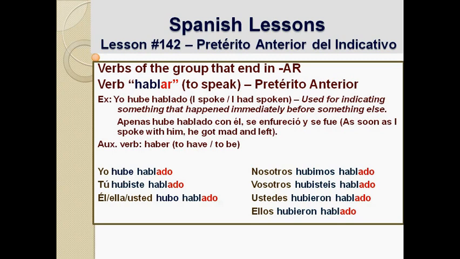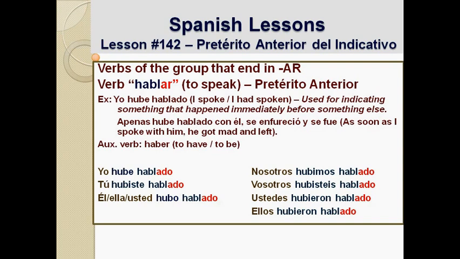Tú hubiste hablado. Él hubo hablado, or ella or usted hubo hablado. Nosotros hubimos hablado. Vosotros hubisteis hablado. Ustedes hubieron hablado. Ellos hubieron hablado.